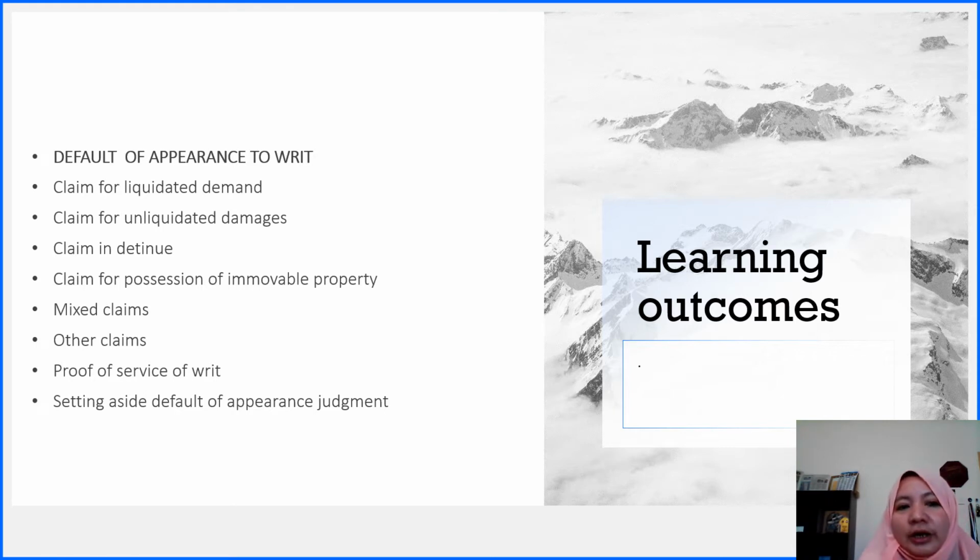So we are going to cover default of appearance to a writ of summons, claim for liquidated demand, ascertained demand, a claim for unliquidated damages, claim in detinue, claim for possession of immovable property, mixed claim, other claims, and proof of service of the writ, and setting aside default of appearance judgment.